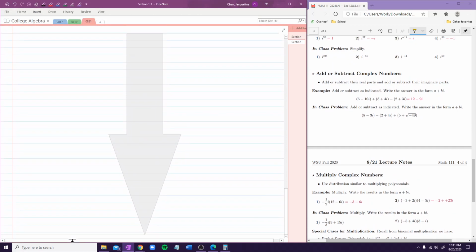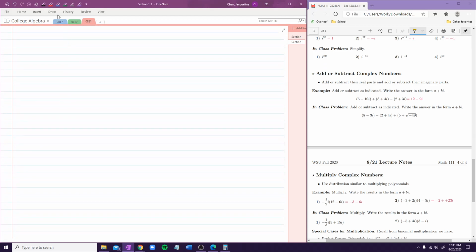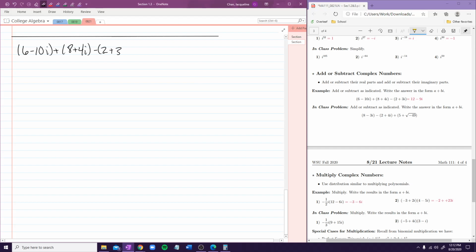Now that we know how to simplify large powers of i's, let's talk about the 4 operations. So we're going to do adding and subtracting. We're just going to combine those. So how do we add and subtract complex numbers? What you're going to do is add or subtract their real parts, and add or subtract their imaginary parts. So for example, we're given 6 minus 10i plus 8 plus 4i minus 2 plus 3i.